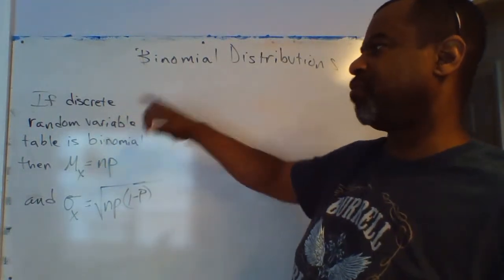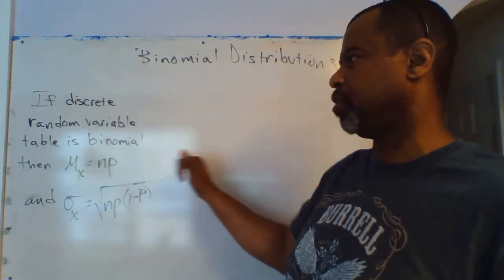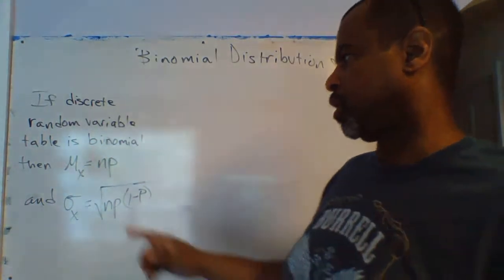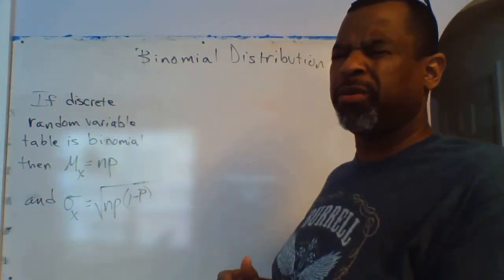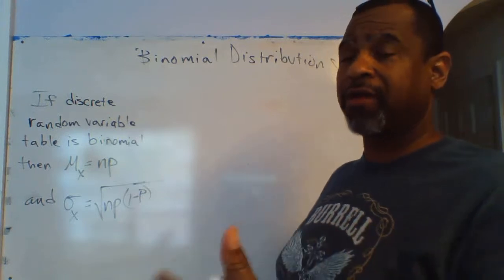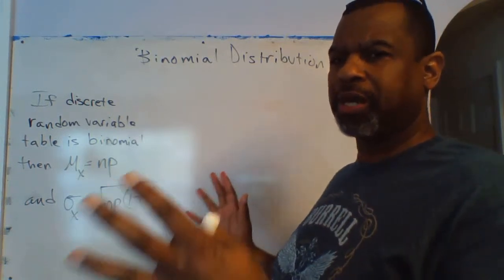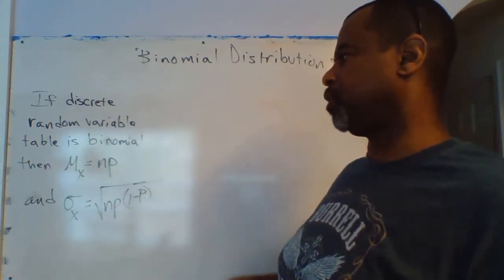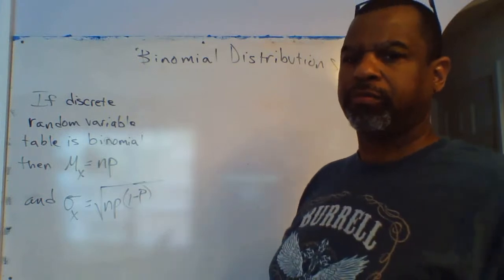If your discrete random variable table, which we did yesterday, is binomial, then you don't have to use the formula of your outcome times your probability of each outcome for all of them and sum them up. If it's a binomial distribution, you simply have to do this. That's it.